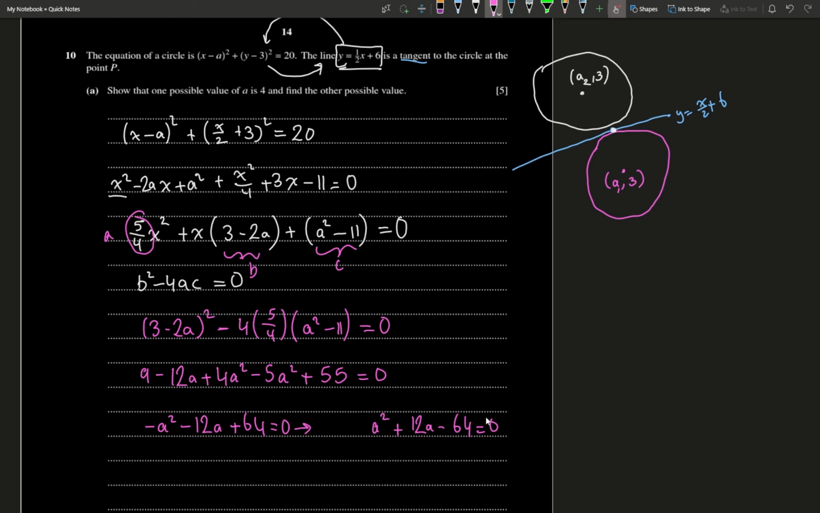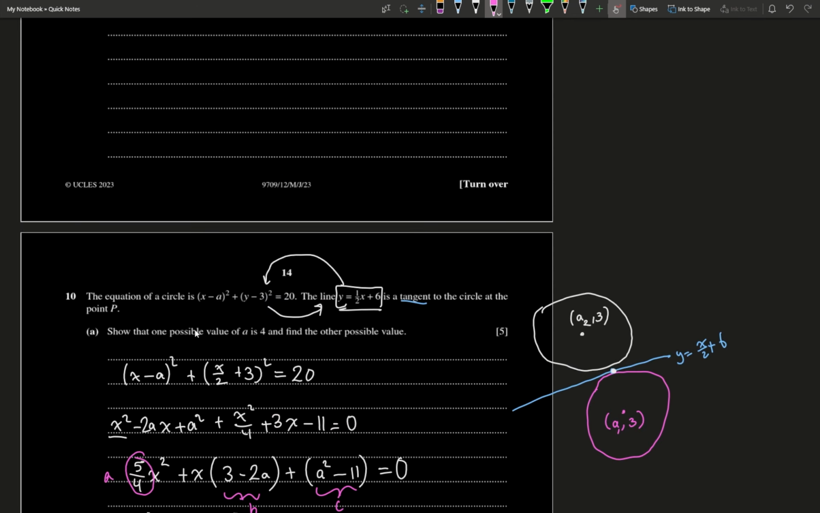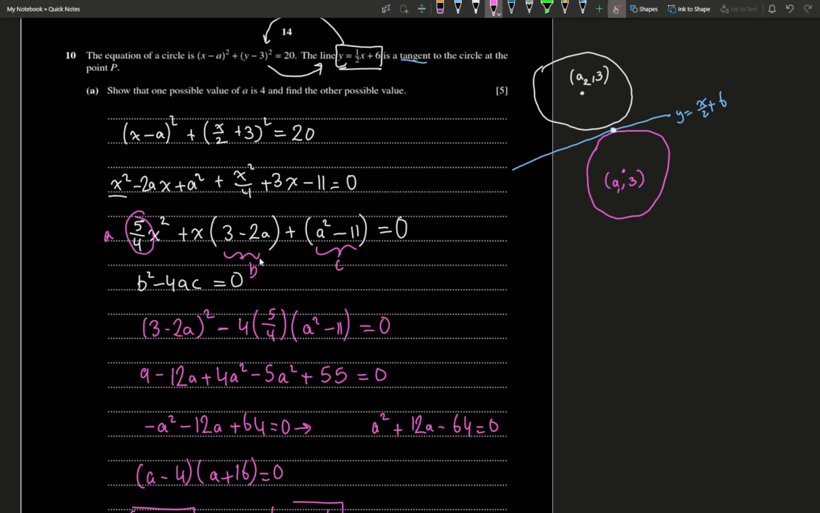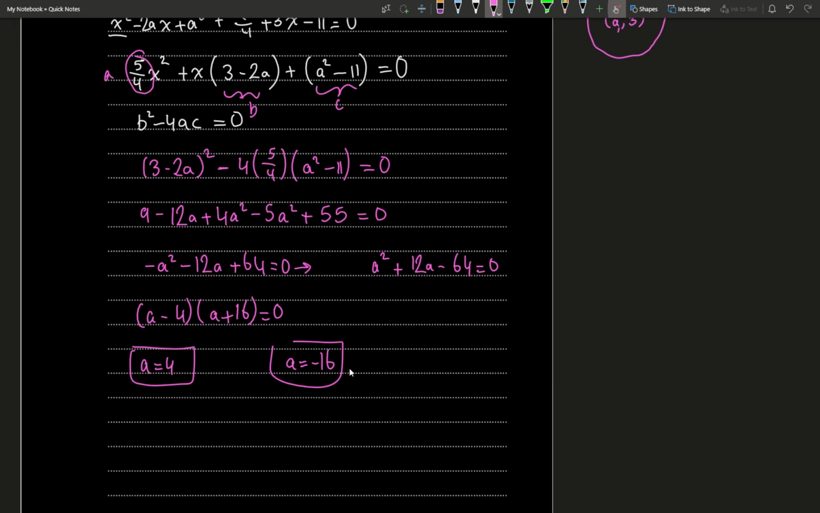So now let's factorize this quadratic equation. We'll end up with two solutions, (a minus 4) and (a plus 16). This means that one solution for a is equal to 4 and the other solution for a is equal to negative 16. And here we go, we have proved that the possible value of a is 4, and we have also found the other possible value of a, which is negative 16.